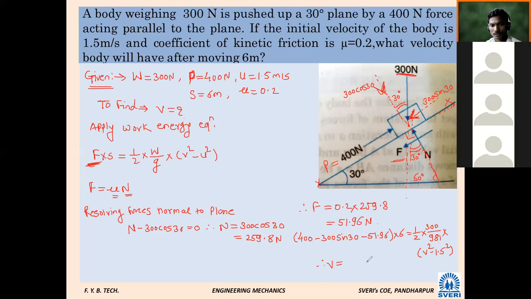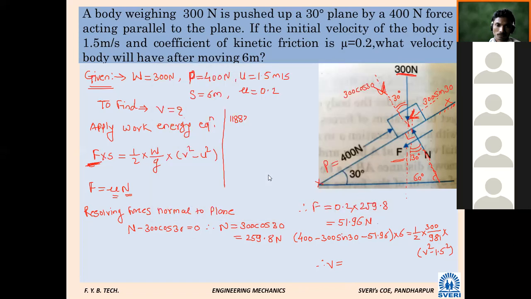Will you tell me the LHS calculation first? Or is it possible for you to calculate v directly? What is the LHS value? 1188.24. So the LHS is 1188.24.